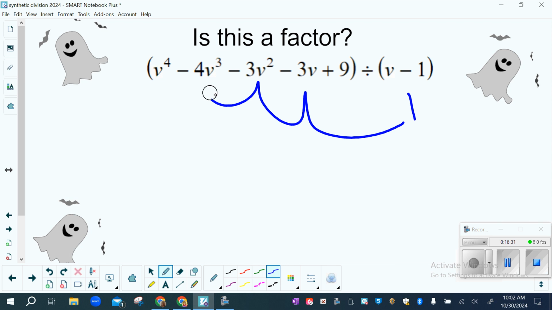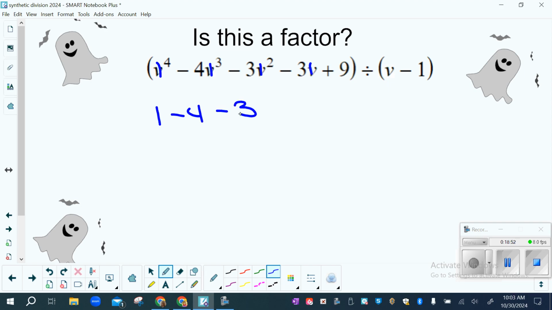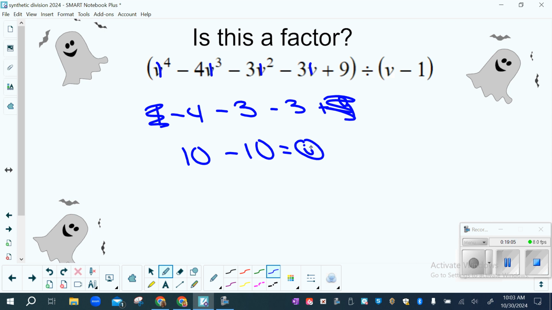So let's test Mrs. Dill's theory. And you don't have to do this, you can just watch me on this one. She says, just plug in 1 and see what you get. If you get 0, it went in perfect. If you don't get 0, it's not a factor. So here I go. Plug in 1 everywhere. I get 1, take away 4, take away 3, take away 3, plus 9. 1 plus 9 is 10, and that is -10. Yay, it's a factor. Was it faster? I don't know. It's about the same to me.